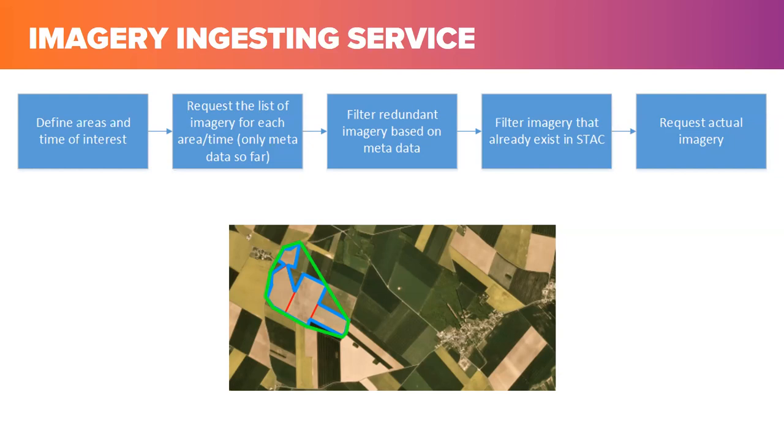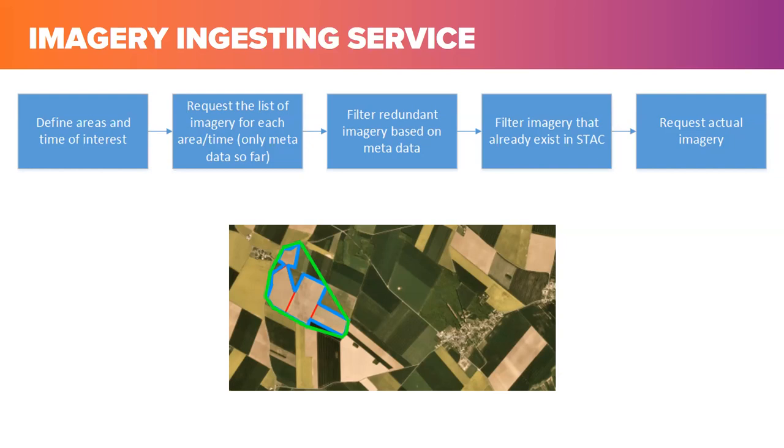Okay, after that, we check which ones already exist in our spatiotemporal asset catalog, then request all missing ones from the imagery provider order API, and wait for them to appear in Azure Blob Storage.